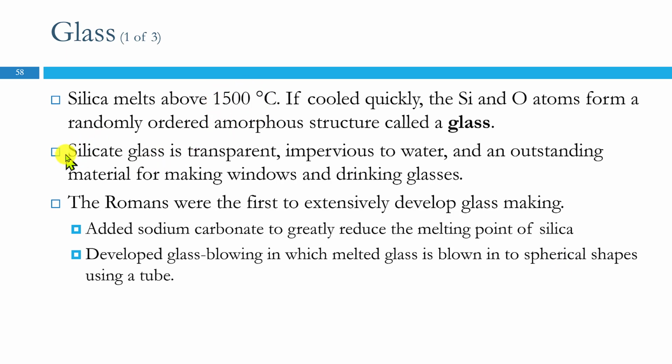And, you know, silicate glass or silica glass is really useful because you can make windows out of it, right? Glass. You can make drinking cups out of it. It's a very good insulator, electrical insulator. It's not listed here. But it's also a very high temperature. Silicates melt at a very high temperature. So what the Romans did is they developed something called soda glass.